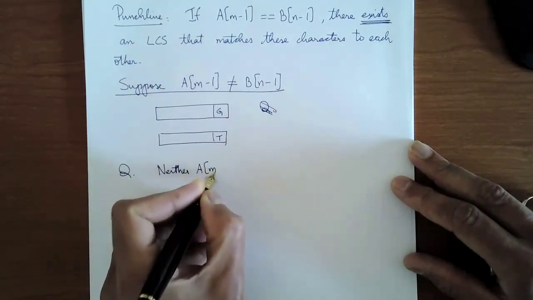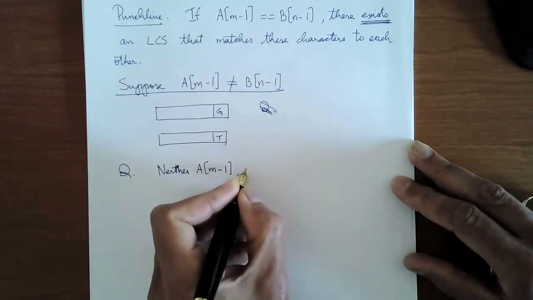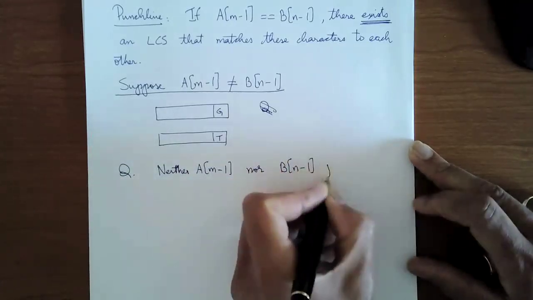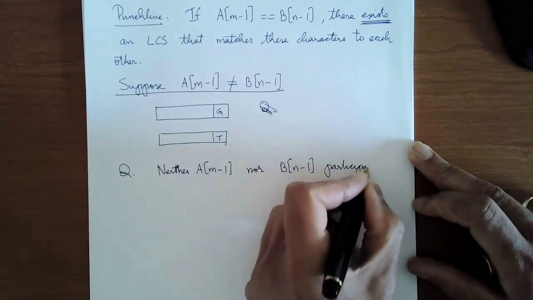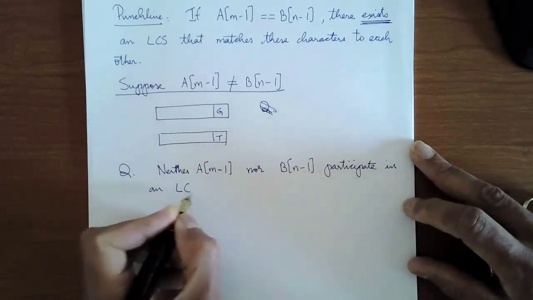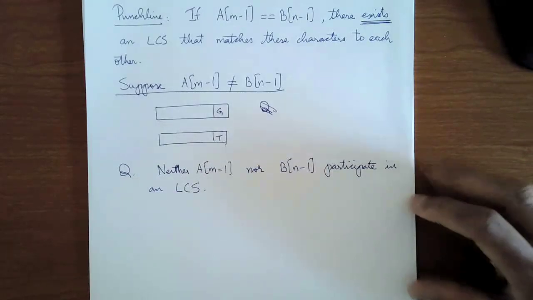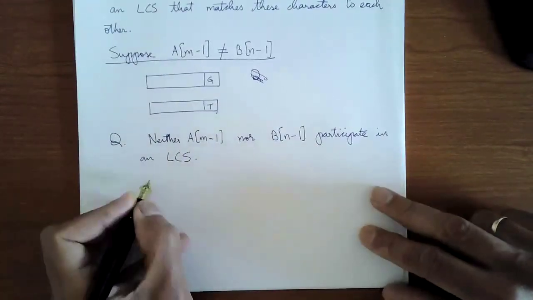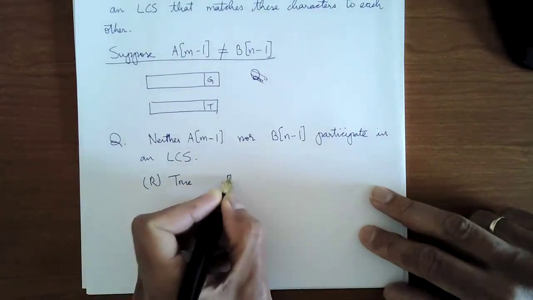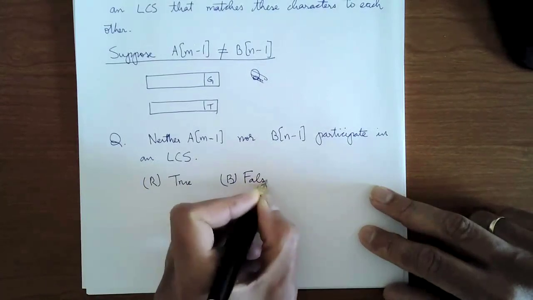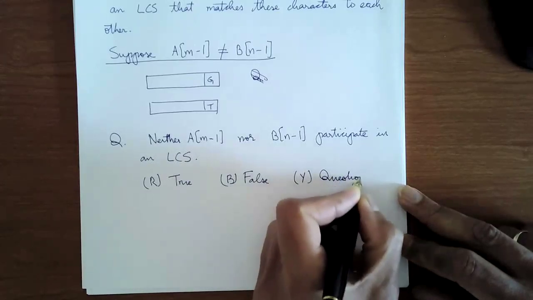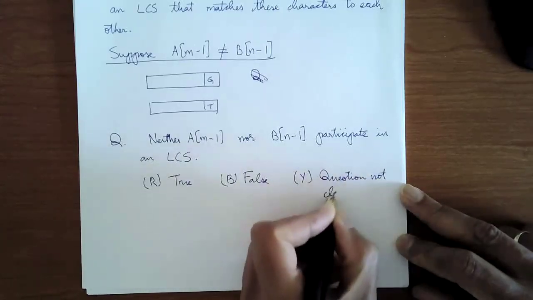Neither a_{m-1} nor b_{n-1} participate in an LCS. Is this true? Is it false? Or is the question not clear?